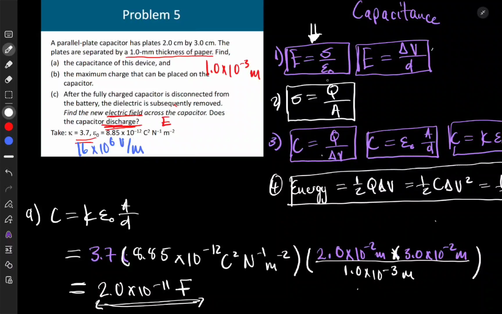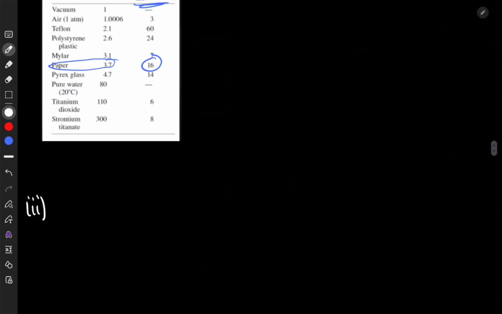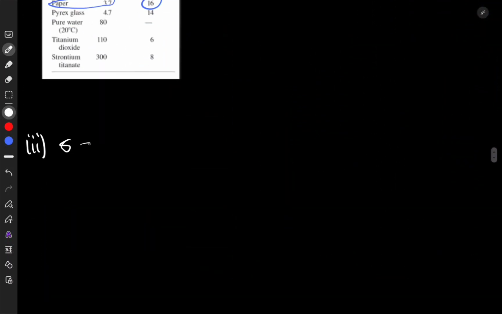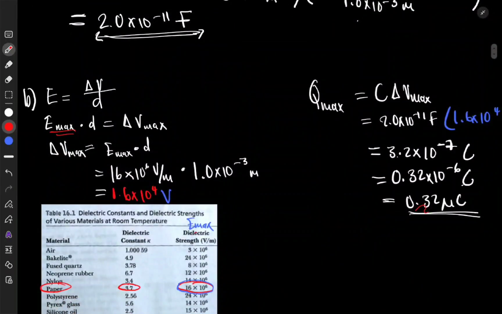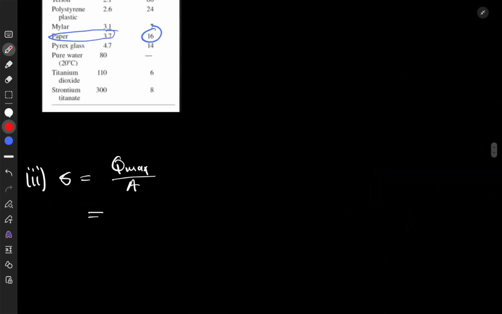We need sigma and mu zero. Mu zero we have, sigma do we have? No. So we have to find sigma first using this Q over A, because Q we have. So sigma is going to be equal to Q, and Q we got was Q max, so it's Q max over area. What is the Q max? With the maximum amount of charge, what did we get? It was 0.32 microcoulombs, which is 0.32 times 10 to the power of negative 6 coulombs, divided by the area.